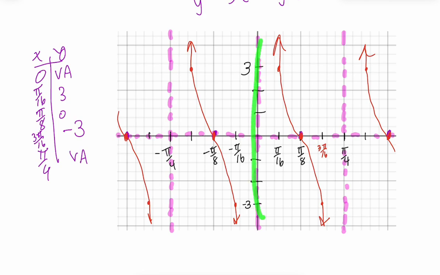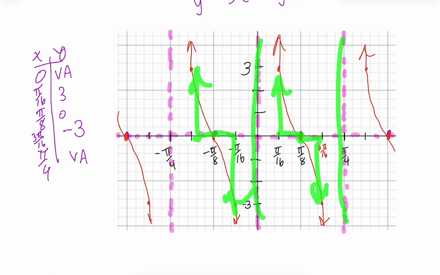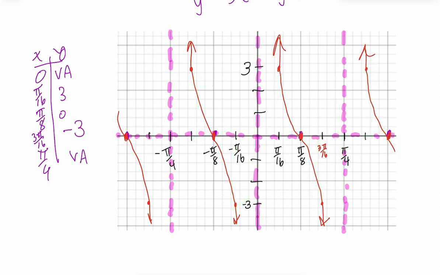And we are always smack dab in the middle doing that between the vertical asymptotes. So the left side goes up and the right side goes down. The cotangent always does that. The left should go up and the right should go down, unless we put a negative out front, it'll flip it.